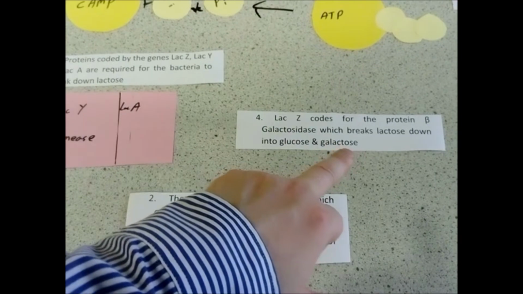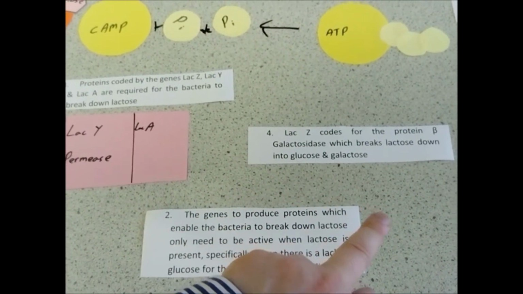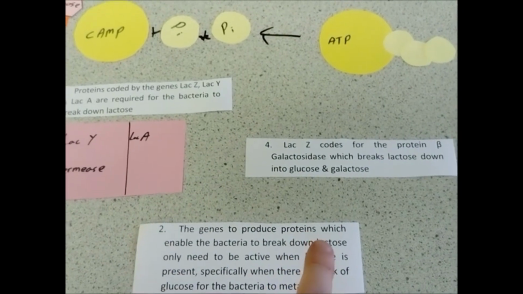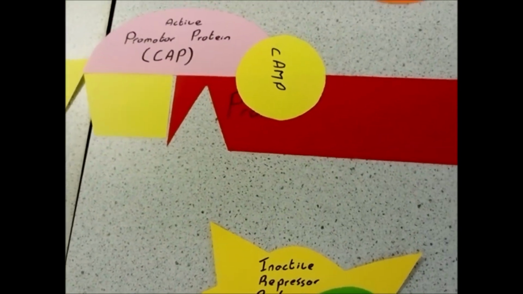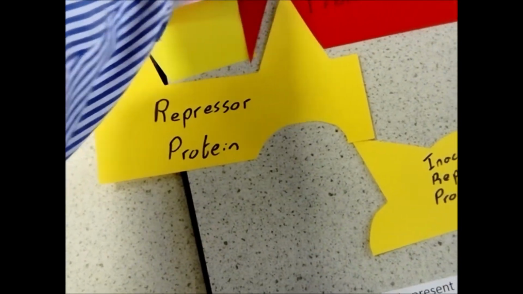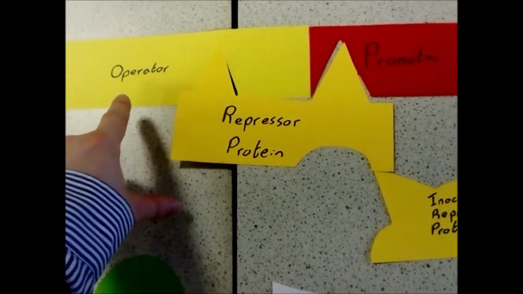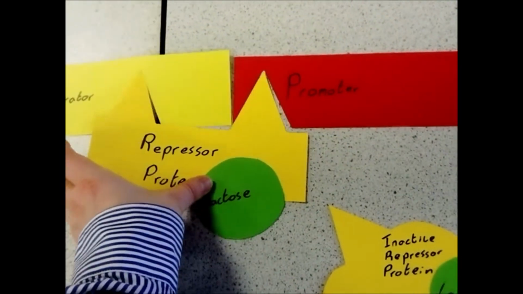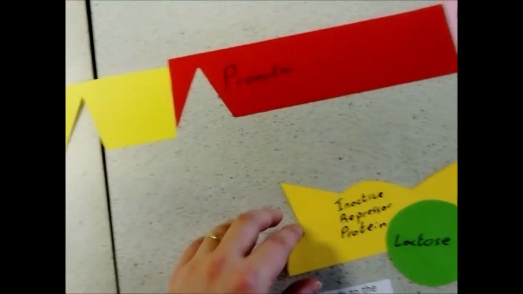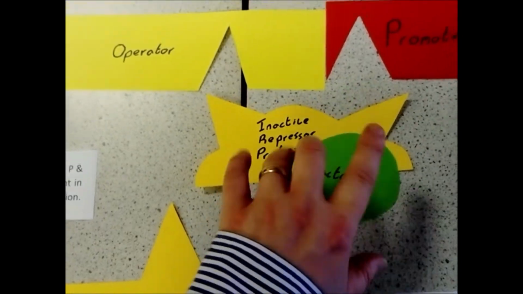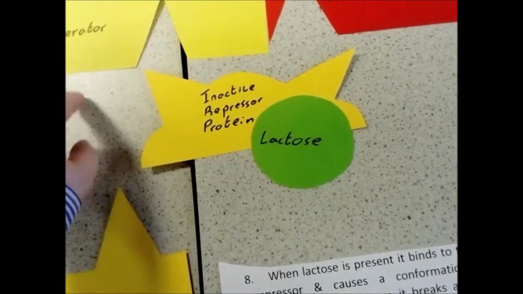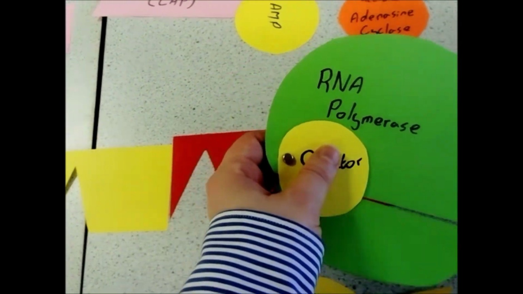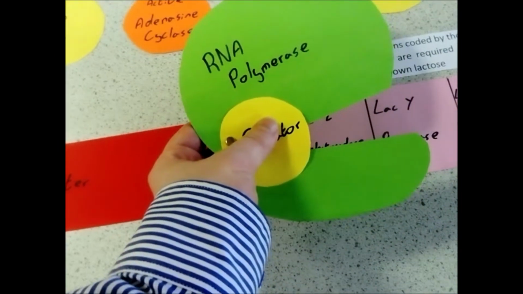Like we said, lac Z codes for beta-galactosidase, which breaks down lactose into glucose and galactose. The bacteria can then use the glucose in respiration. Normally, if there's no lactose present, the repressor protein is bound to the operator and the promoter region. When lactose is present, it binds to an allosteric site on the repressor protein, causing a conformational change. This changes its shape, so it can no longer bind to the operator and the promoter, so it breaks away. This enables the RNA polymerase to move all the way down and start transcribing the 3 genes.